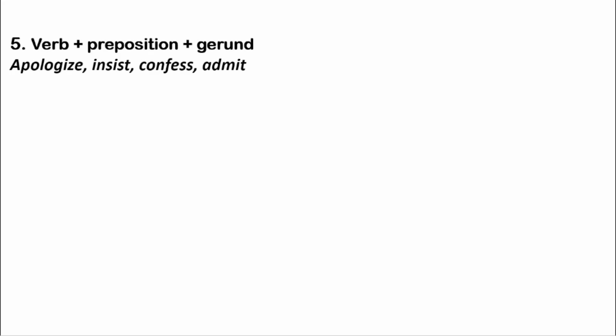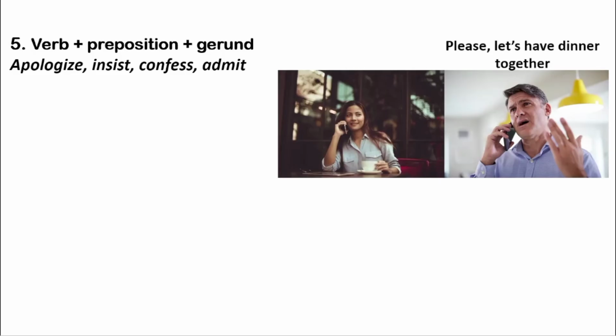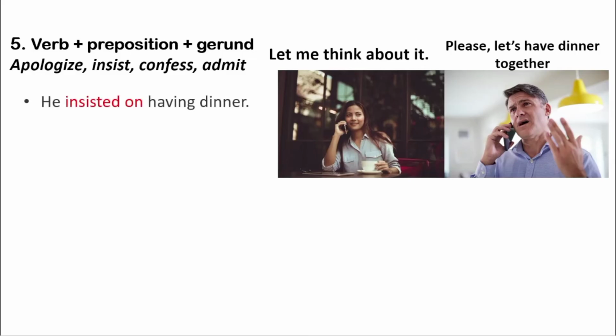The fifth pattern, verb plus preposition plus gerund. The verbs are apologize, insist, confess, admit, etc. Examples. Let's look at this conversation. "Please, let's have dinner together." "Let me think about it." So instead of saying that, we can use: he insisted on having dinner. This man insisted on having dinner. So we can use the word insist, and insist plus preposition plus gerund.